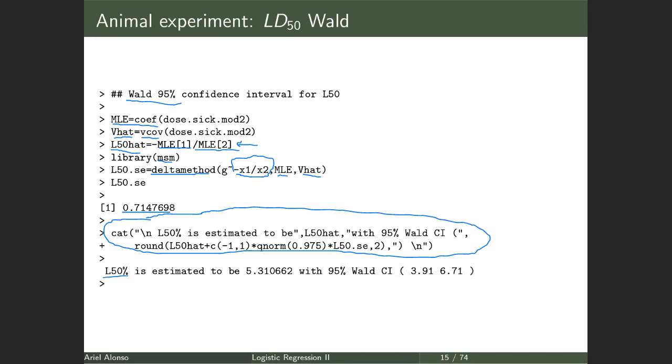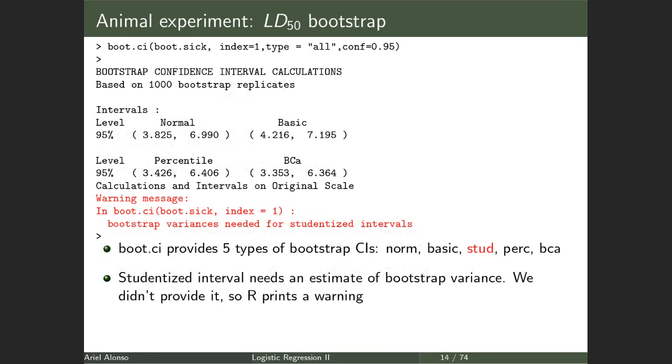And you get that the LD50 estimate, this is the point estimate, is 5.31, and the confidence interval will lie between 3.9 and 6.7. If you compare it with the one from the bootstrap we got here, you see that it's pretty similar: 3.9, 6.7, versus 3.8, 6.9. This would be the Wald confidence interval with bootstrap.